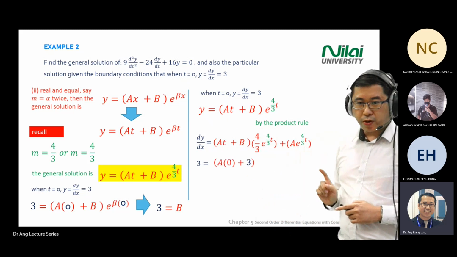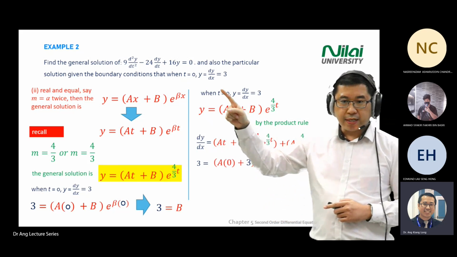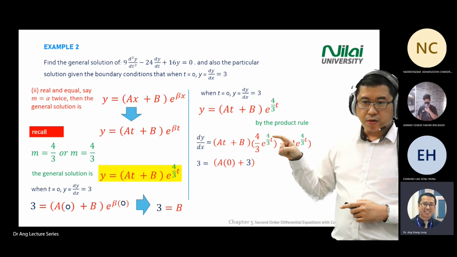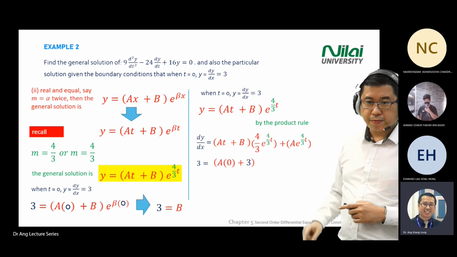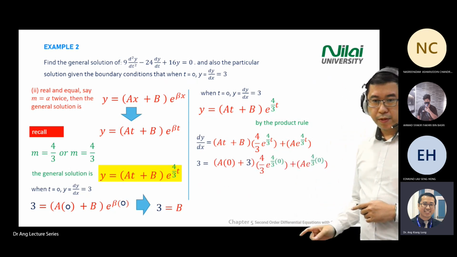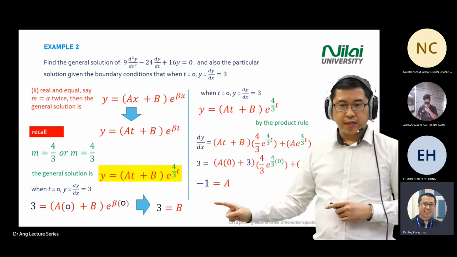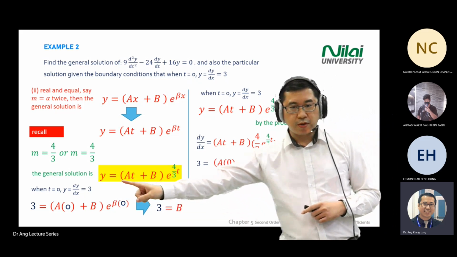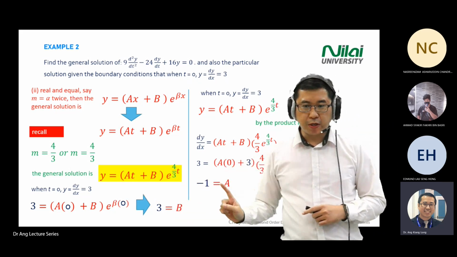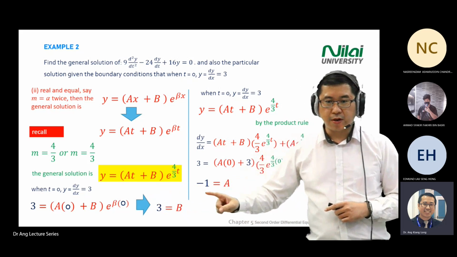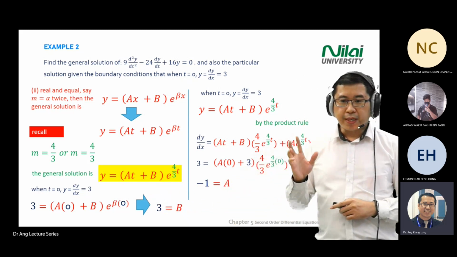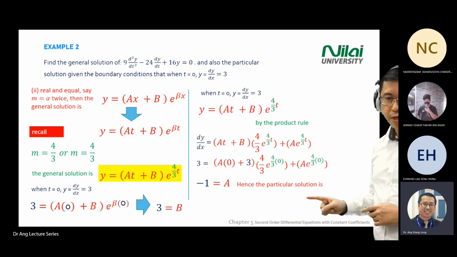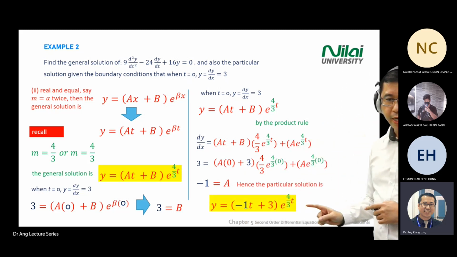Then the rest you substitute inside here. Your x, your t equals 0. So this is 0. This is 0. This is 0. From here, you get what is your a. So you have a equal to minus 1, b equal to 3. You can solve, right? This one, you substitute your A and B inside here, you get the complete or particular solution. Particular solution means you substitute your A and B, you get the full answer.